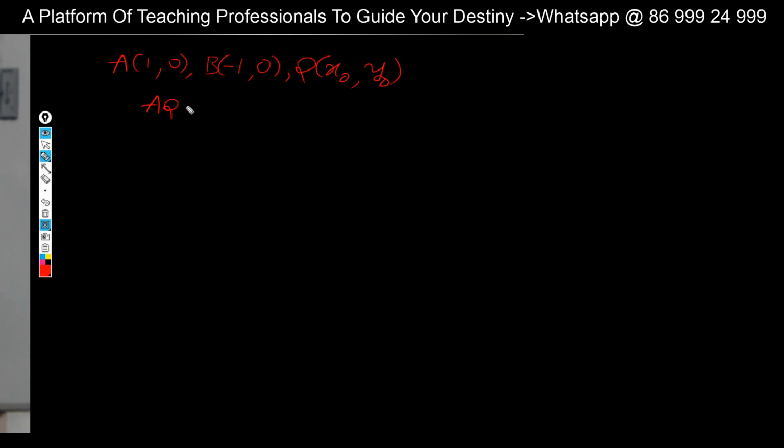AQ minus BQ is equal to plus or minus 1. This is the condition. Sometimes the condition will also be given in verbal form. Then you have to convert it to algebraic form. Don't forget, this is a direct problem, I said. So those are the conditions given.